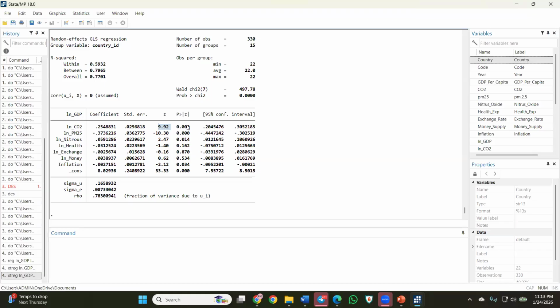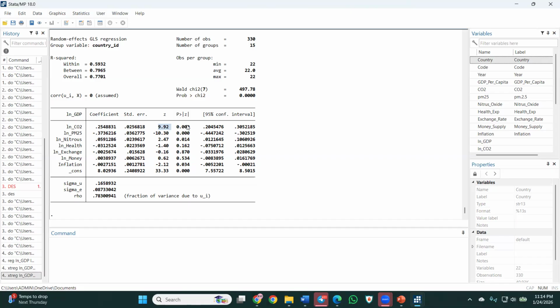And the confidence interval: if your confidence interval crosses 0, it is insignificant. If your confidence interval does not cross 0, it is significant. So if the p-value and the z-value are confusing you, you can rely on the confidence interval. If it crosses 0, it is insignificant. If it does not cross 0, it is significant. What do I mean by it crosses 0?